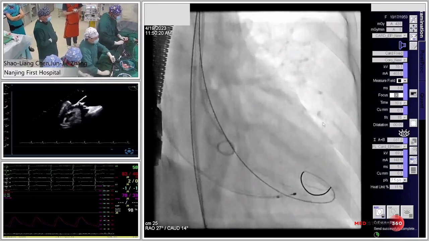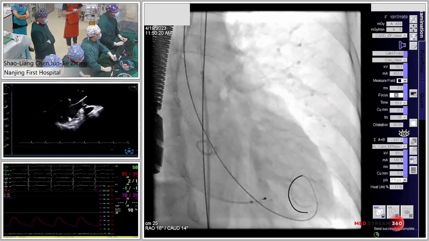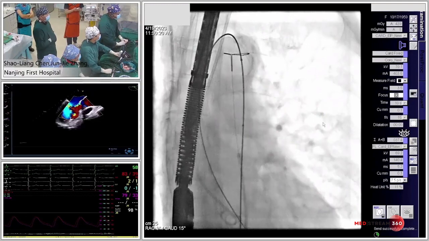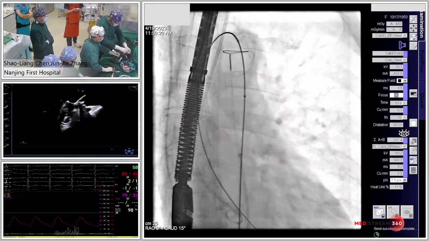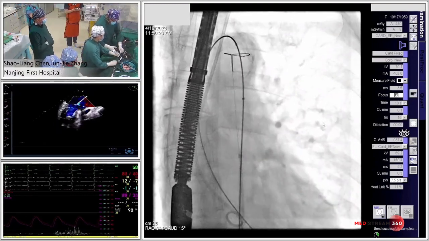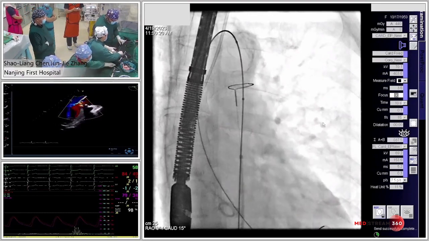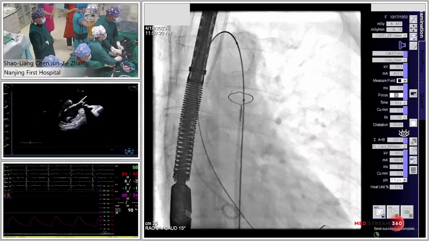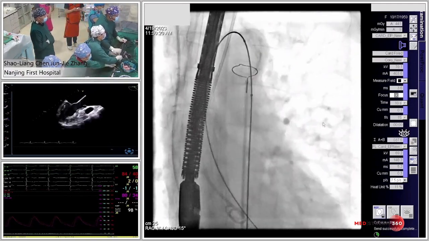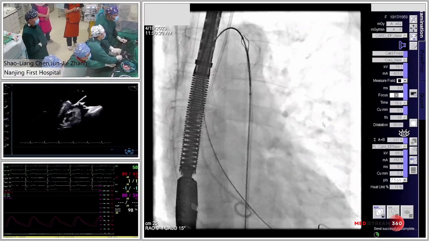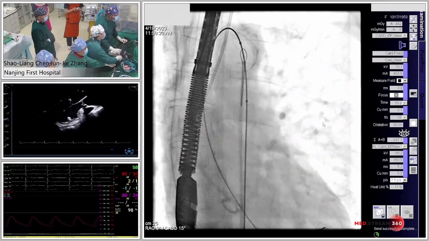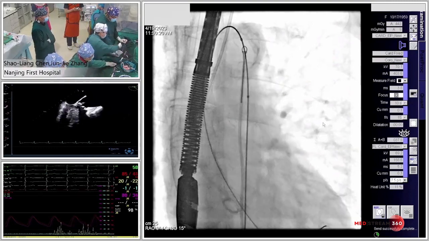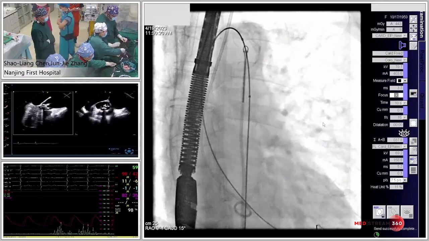Now the snare is in. Yeah, snare is in. Okay, pull it a bit, wait a moment. So you always need to simultaneously push the snare and the balloon. Yes. I think you got it. Yeah. Okay. We successfully snared.